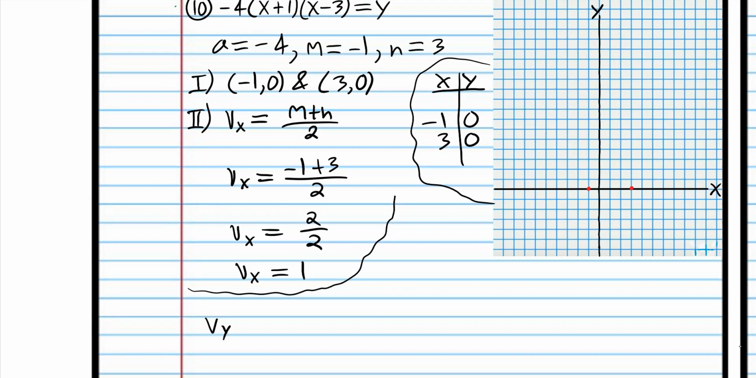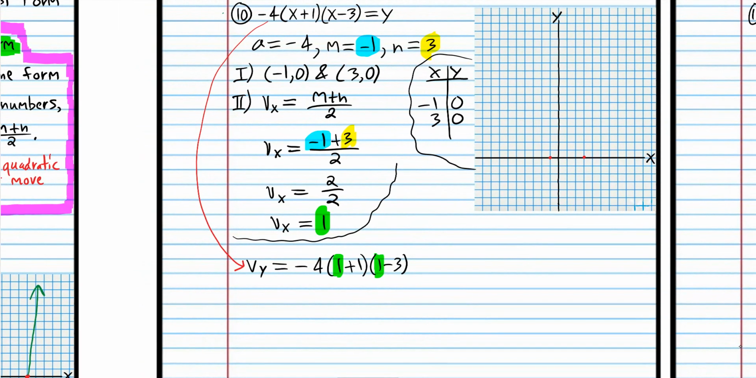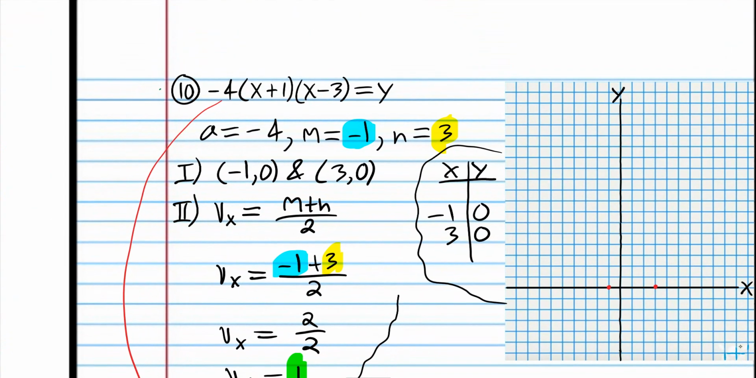To do that, we take the x value and plug it into that original equation. And then we have the y value of the vertex is equal to -4 times 2 times -2. And we get +16. So now I'm going to put that point in the table. And let's go ahead and graph those points.